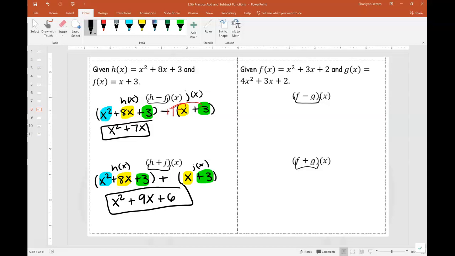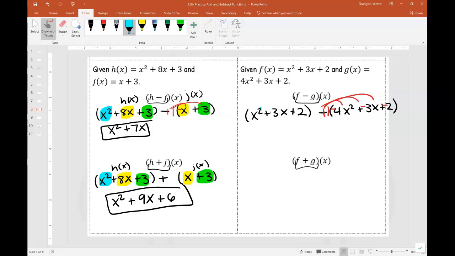Alright, let's take a look at this next one. It's going to be very, very similar. So we're going to take f minus g of x. So f of x is x squared plus 3x plus 2. We're going to be subtracting 4x squared plus 3x plus 2. So now, like I did in the last one, I'm going to take this negative 1 and distribute it to each piece. So I'm going to change all the signs. So it would be plus negative 4x squared, negative 3x, negative 2.